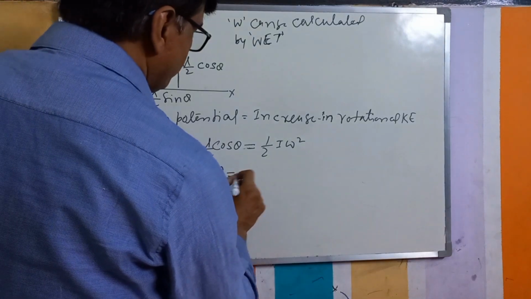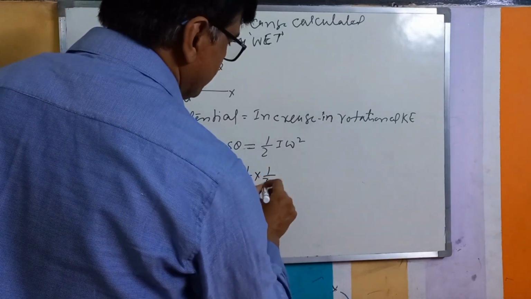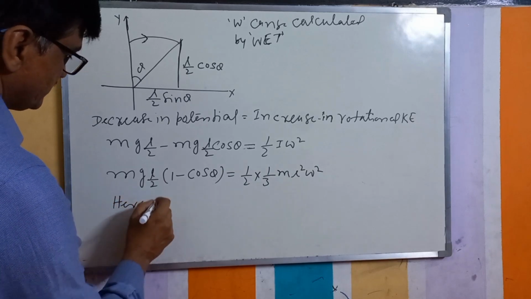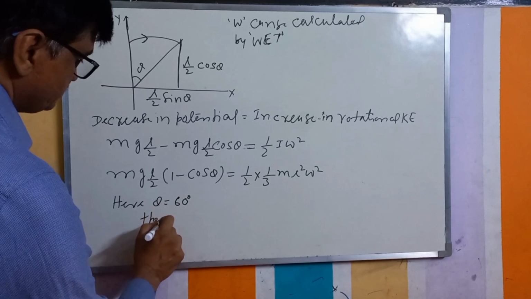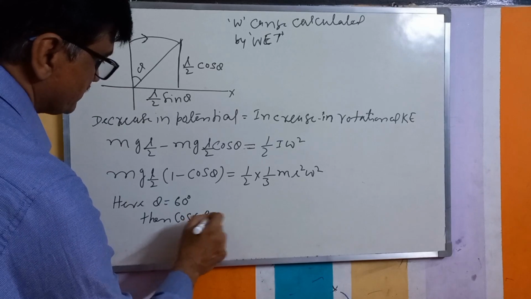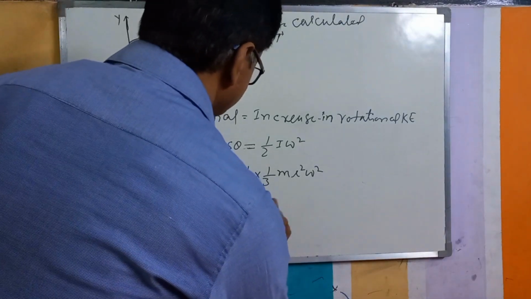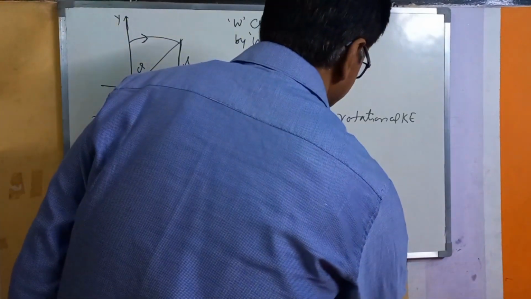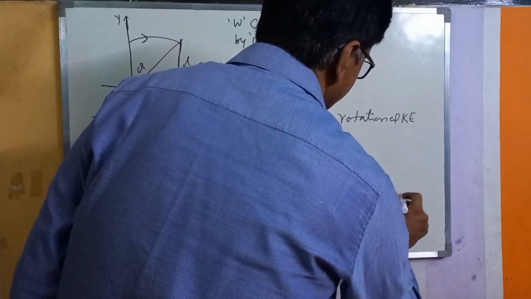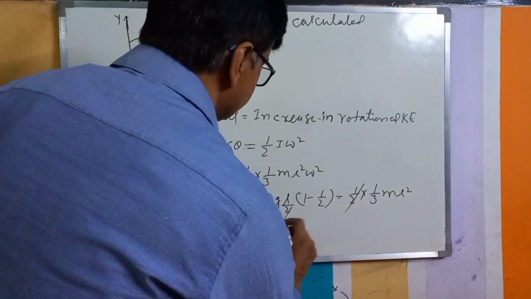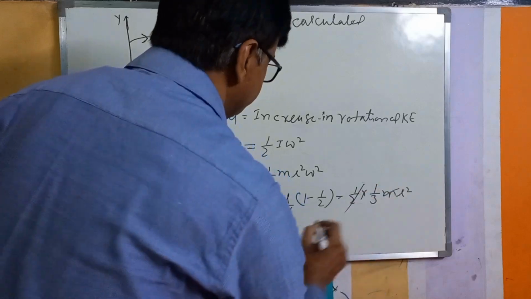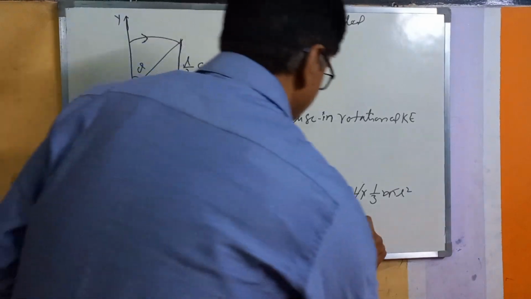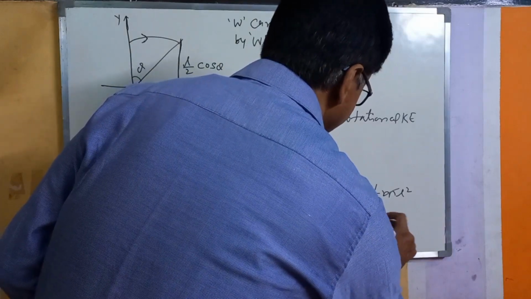equal to the rotational kinetic energy, where the moment of inertia of a rod about one of its ends is 1 by 3 m L square, so half I omega square. Here theta is equal to 60 degrees, so cos 60 degrees is equal to half. So mg L by 2 into 1 minus 1 by 2 is equal to 1 by 2 into 1 by 3 m L square omega square. Half gets cancelled, and omega square is equal to 3g by 2L, or omega is equal to under the root 3g by 2L.